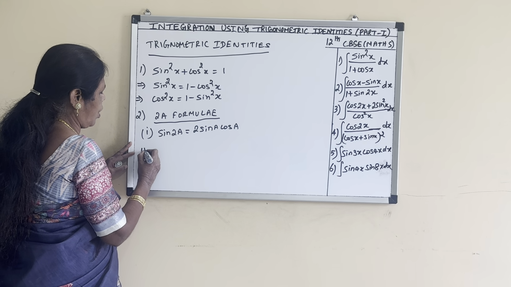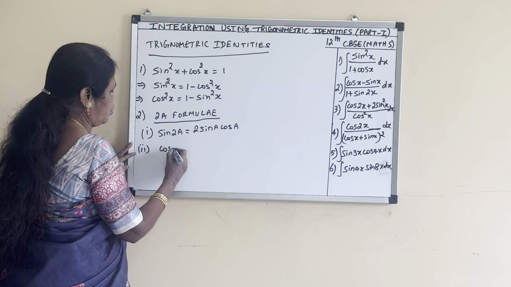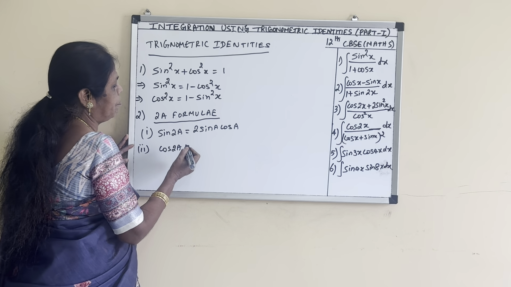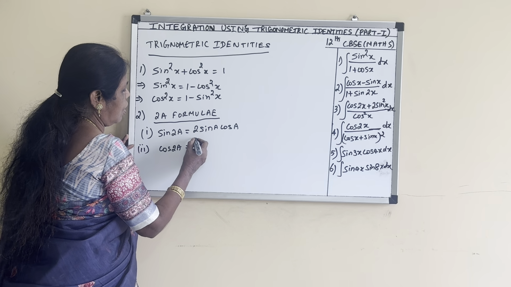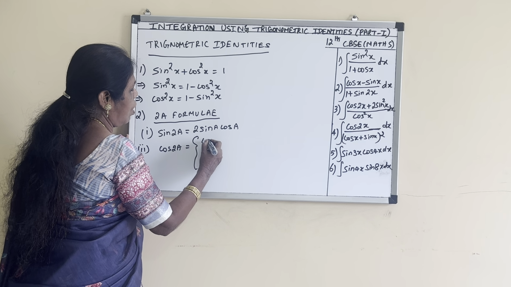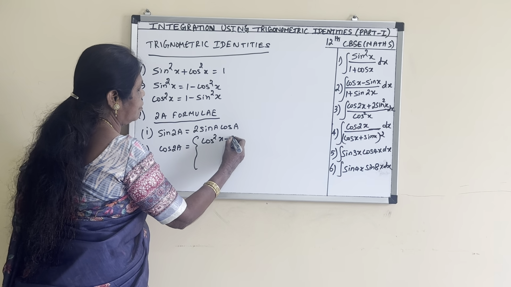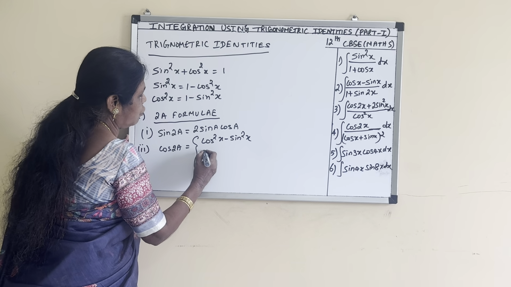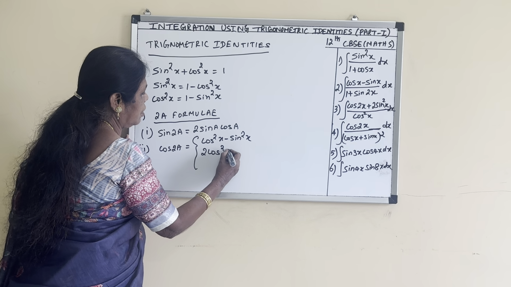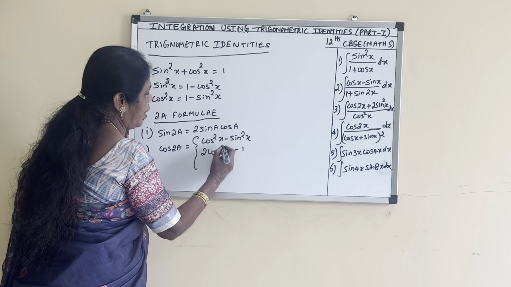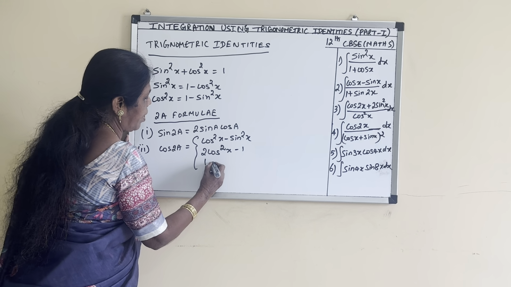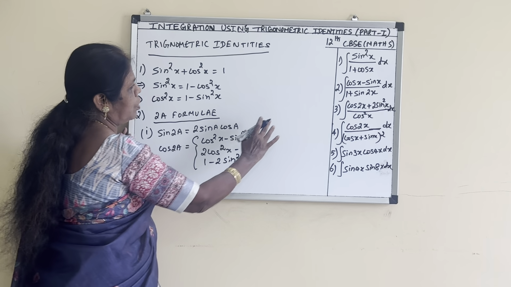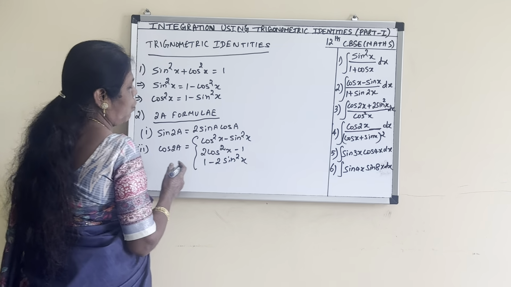And the second one is cos 2a. Cos 2a has 3 formulae that will be in terms of sin and cos. So the first formula is cos squared x minus sin squared x, and another formula in terms of cos only, 2 cos squared x minus 1, and 1 minus 2 sin squared x. So these are the formulae that I am going to use to solve the first 4 problems.